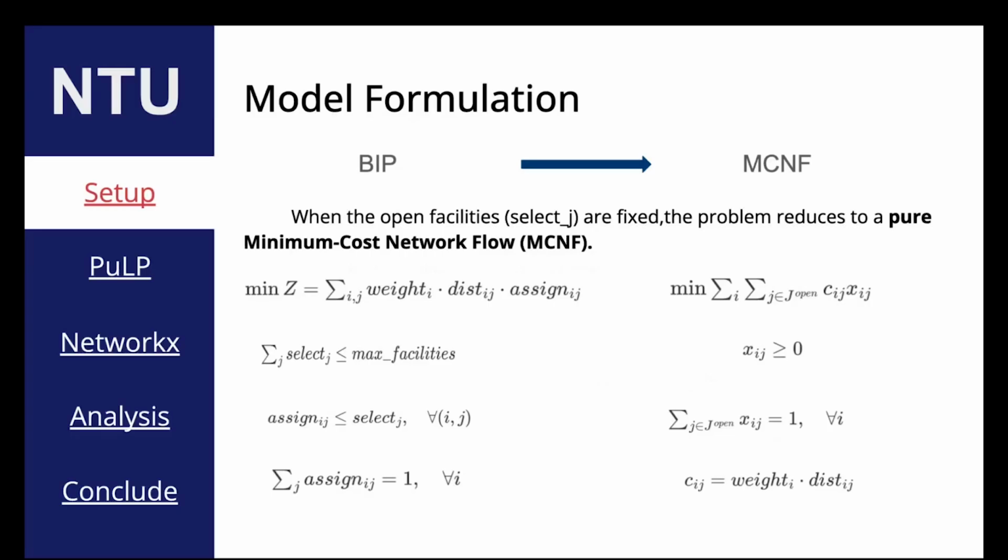Once these binary decisions are fixed, meaning we already know which facilities are open, the problem simplifies into a pure minimum cost network flow model. In this form, the binary variables disappear. This allows us to interpret the same problem from both a combinatorial and a flow network perspective. That concludes the setup part. Next, my teammate will show how we implemented this in PuLP and later compared it with the NetworkX solution.